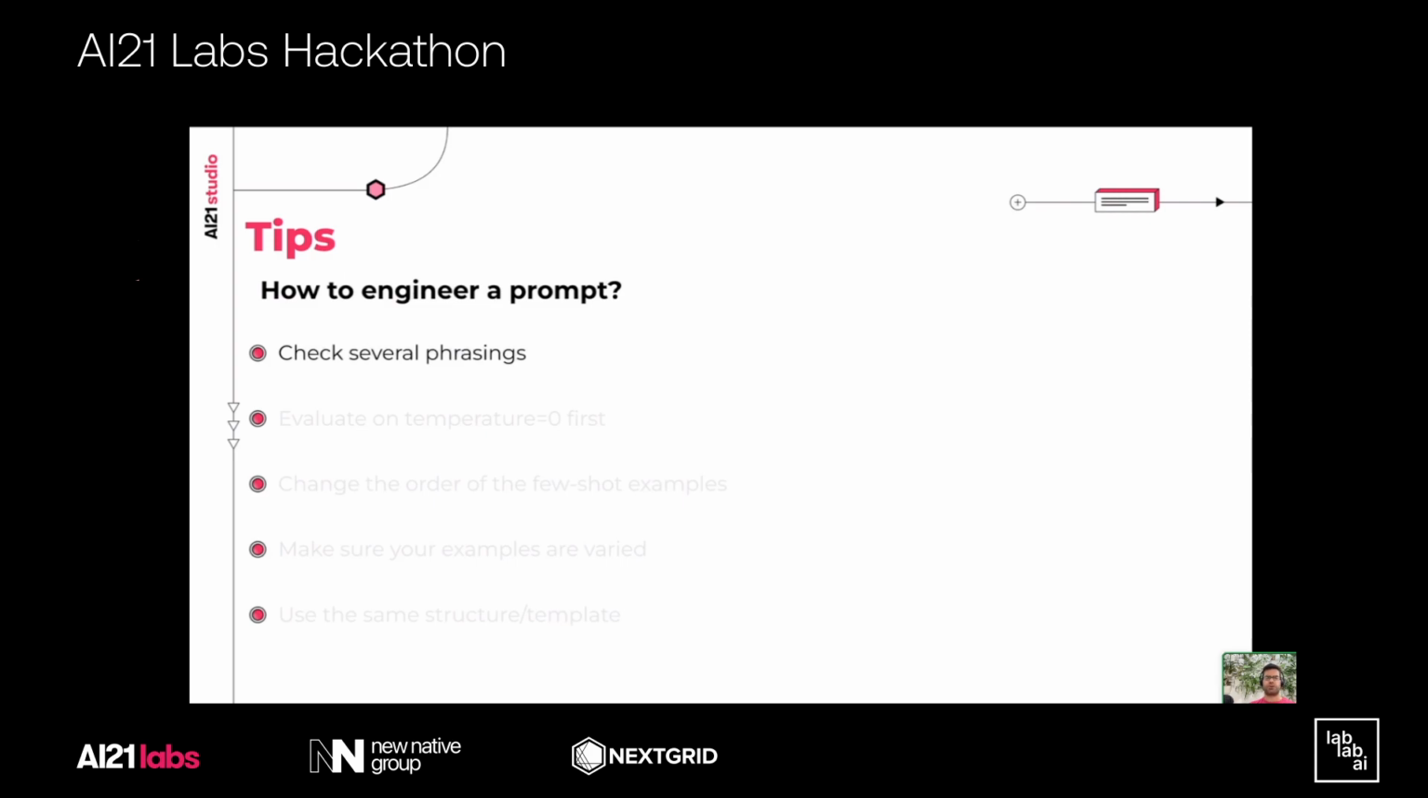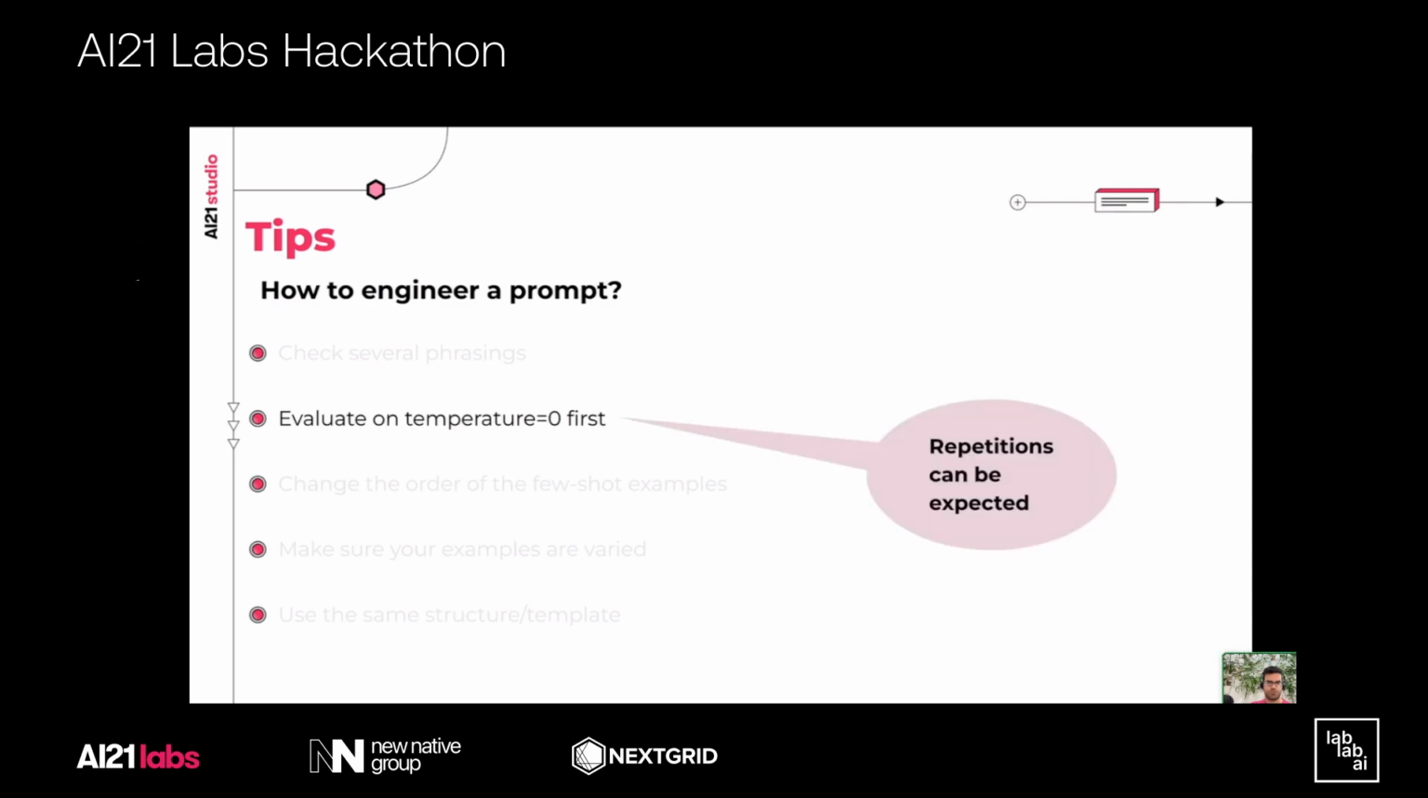So how to engineer a prompt well? First of all, check several phrasings. Okay, suggest, here, write, whatever, add adjectives, play with it a little bit. I recommend to evaluate your prompts on temperature 0. Even if you want something creative and you want high temperature, if in temperature 0 you get something which is really rubbish, then probably it's not a good prompt.